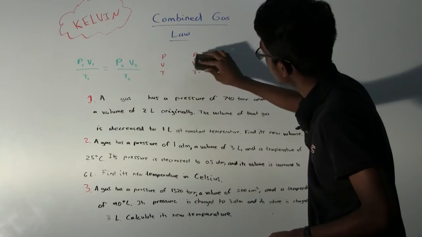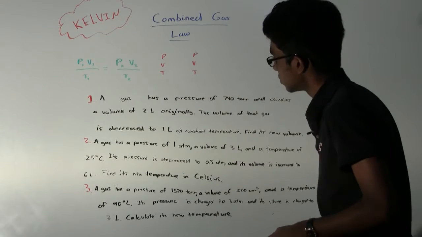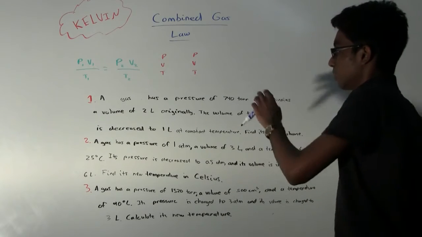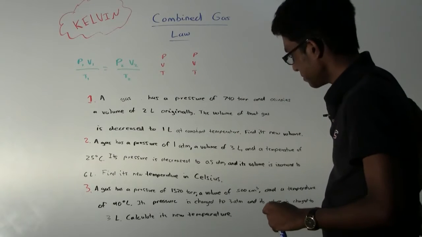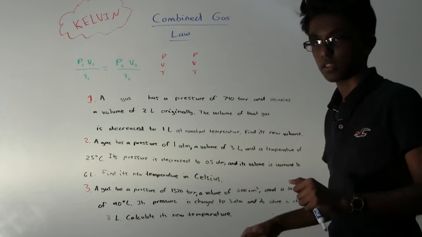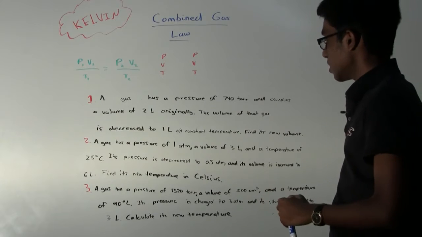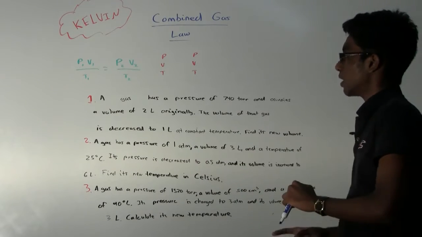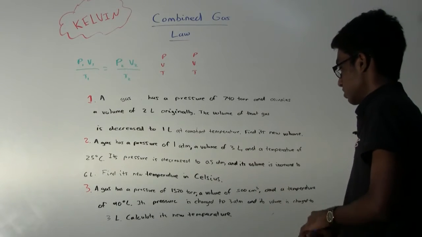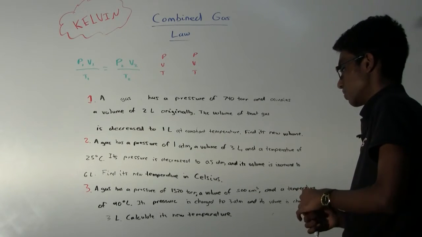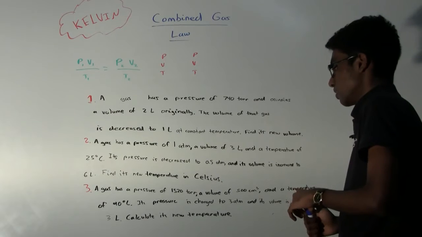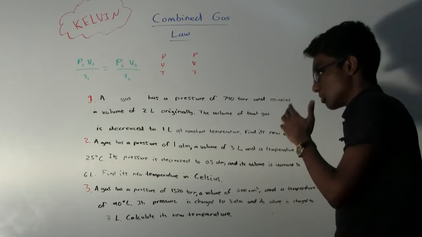A lot of these questions are about reading, so you got to be careful. Read the problem twice and make sure you have set up your chart correctly before going and actually doing the calculations. So for this question, a gas has a pressure of 1 atmosphere, volume of 3 liters, and a temperature of 25 degrees Celsius. Its pressure is decreased to 0.5 atmosphere and its volume is increased to 6 liters. Find its new temperature in Celsius.